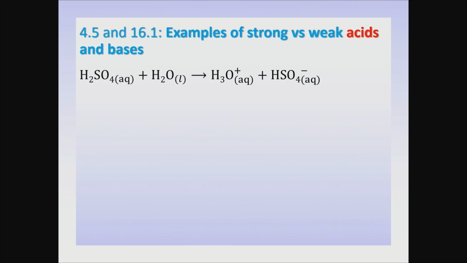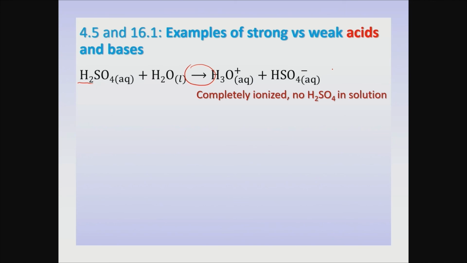So here I have a final slide looking at examples of strong versus weak acids and bases. First off, let's take a look at this example of a strong acid. We know that it's an acid because there's an H in the front. And we know it's a strong acid because in this reaction we have an arrow going in one direction. That means all molecules of sulfuric acid, when they hit water, will lose protons to water to produce hydronium ions, and here we have hydrogen sulfate.